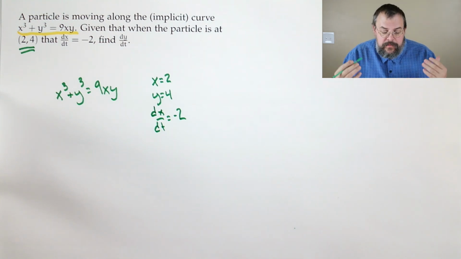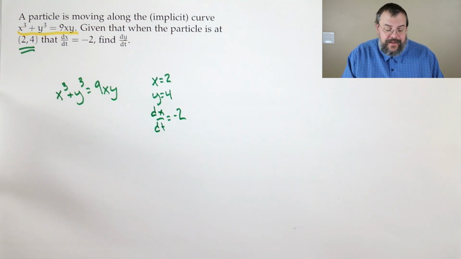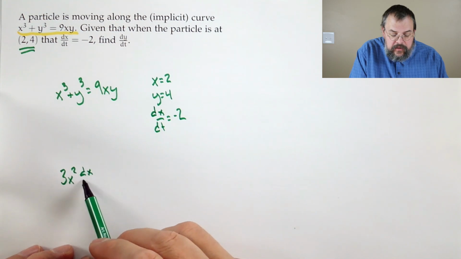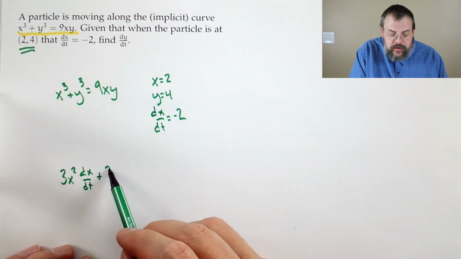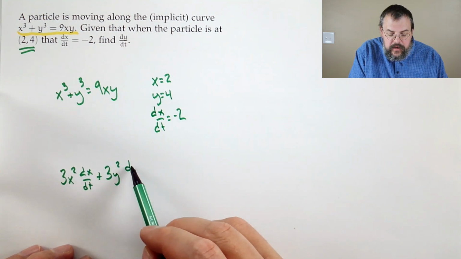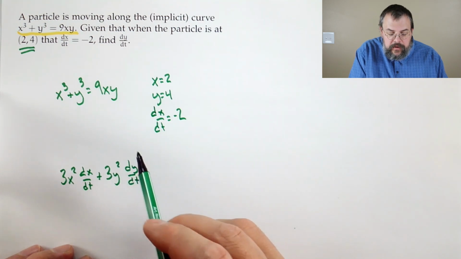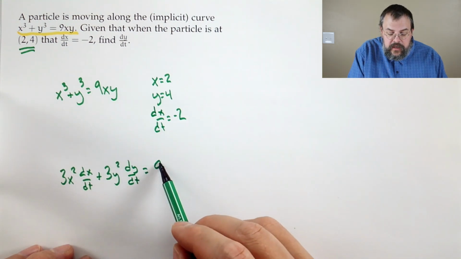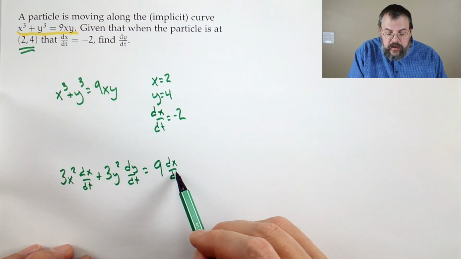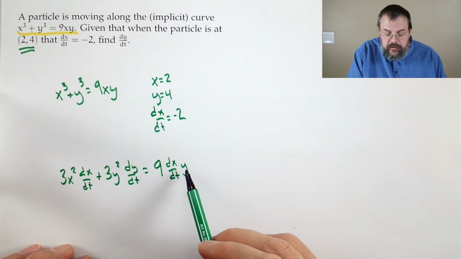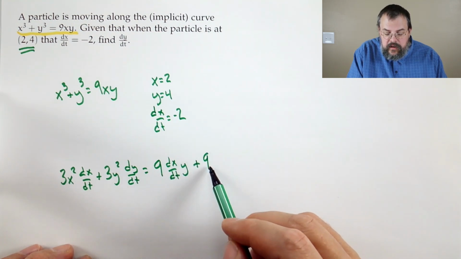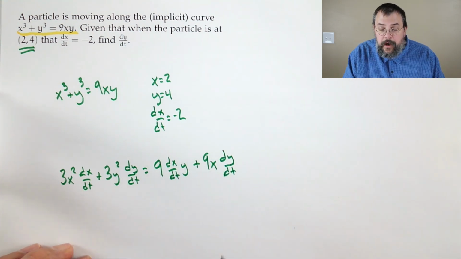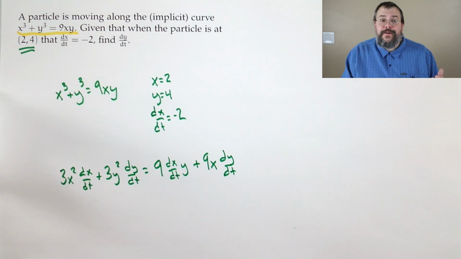And we say, all right, perfect. Take our derivative. So 3x squared dx/dt plus 3y squared dy/dt equals, here we're going to do a product rule. See, these were chain rules. Here's a product rule. 9 dx/dt times y, derivative of the first times the second, plus 9x, which is the first, times the derivative of the second. We're almost there.